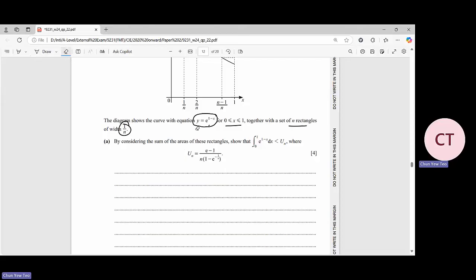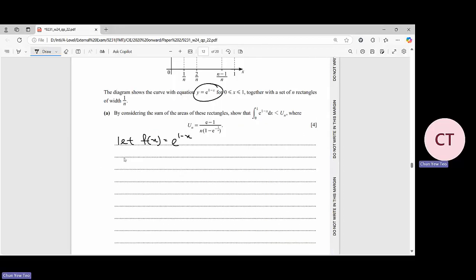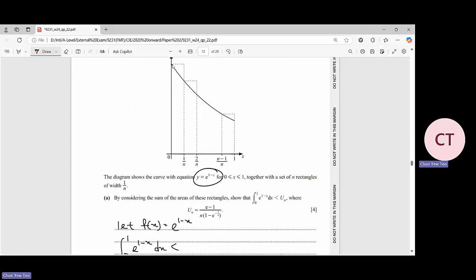So we need to know how to build the area of the rectangles. At first I will call the curve f(x). Your actual area is the integral of e to the power of 1 minus x dx. If you want it to be less than, that means the rectangles that you take must be higher than the area, in height.